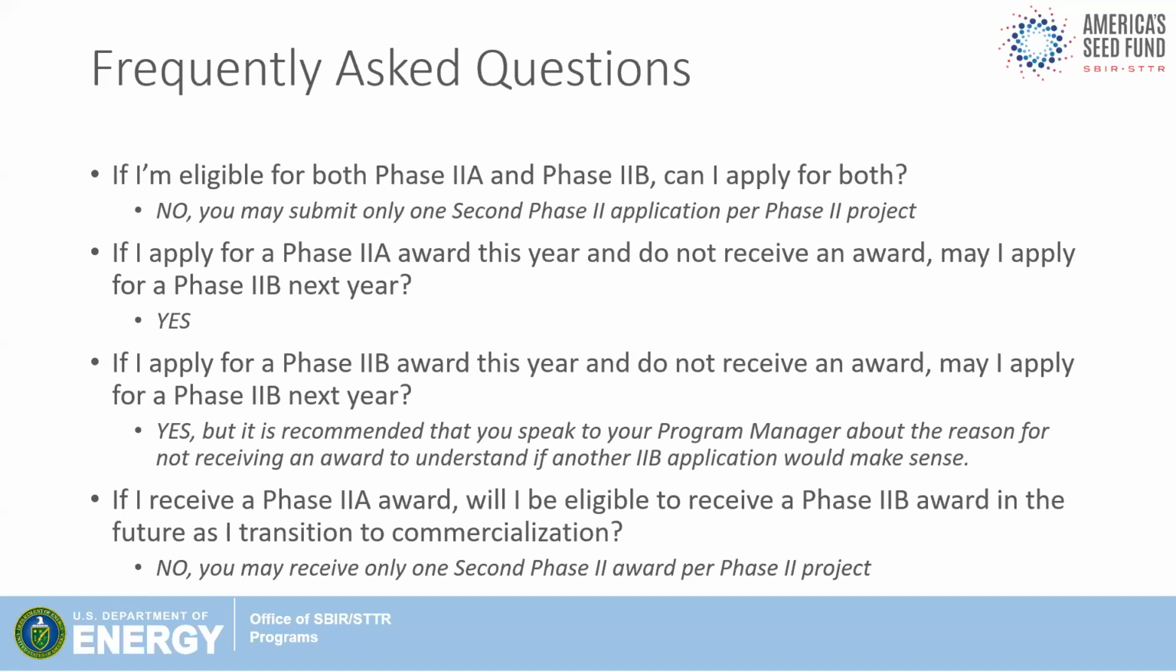You either completed your phase 2 by the end of your phase 2, or you didn't. If you apply for phase 2A this year and you don't receive an award, can you apply for phase 2B next year? The answer is yes. If I apply for phase 2B this year and don't receive it, can I apply for phase 2B next year? The answer is yes, provided this first application was the first year of your eligibility, you have that second year of eligibility.